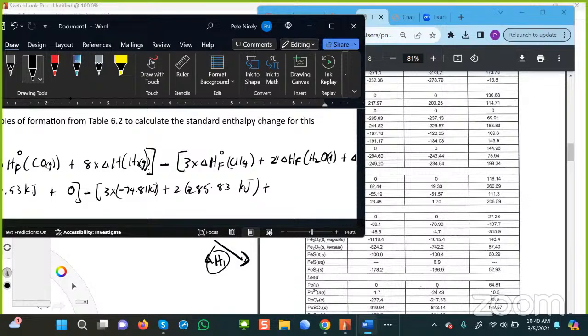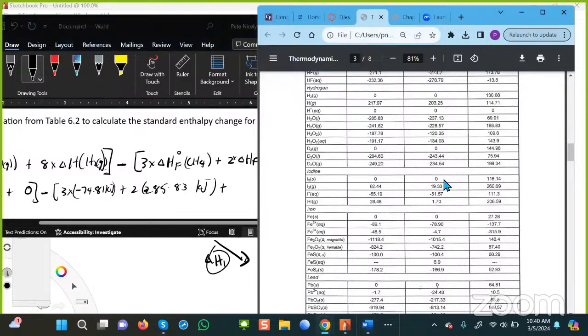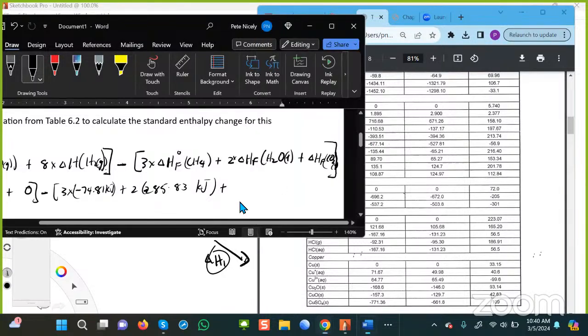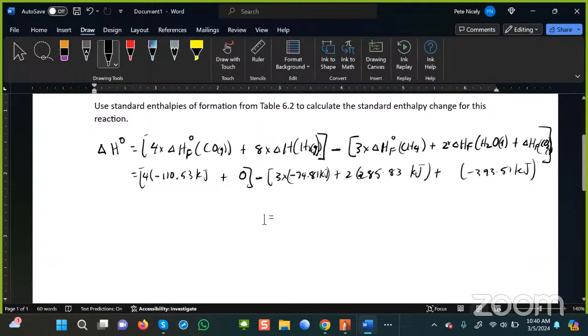And then the last substance is carbon dioxide. So let's scroll up. Carbon dioxide gas, minus 393.51. So plus minus 393.51 kilojoules. And that's the setup. All right. All we have to do is the number crunching. But I would recommend that you work out the separate parts first.